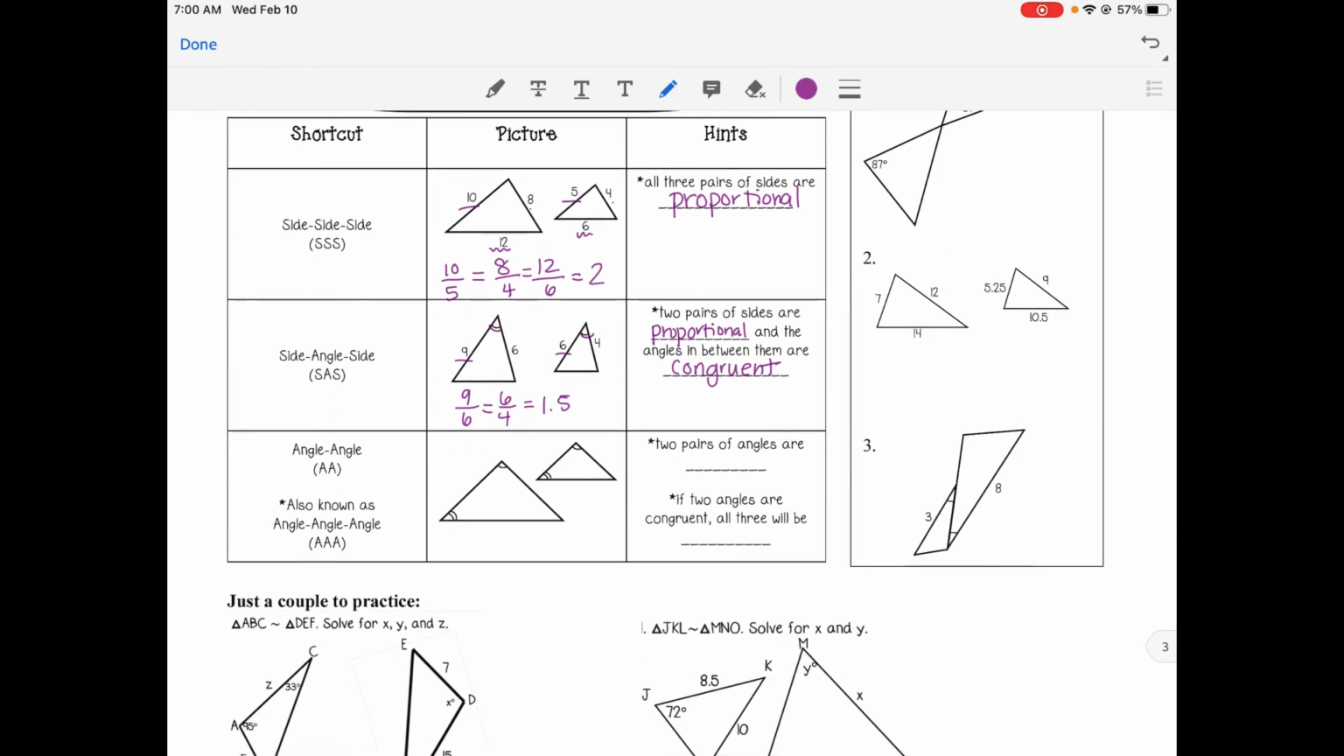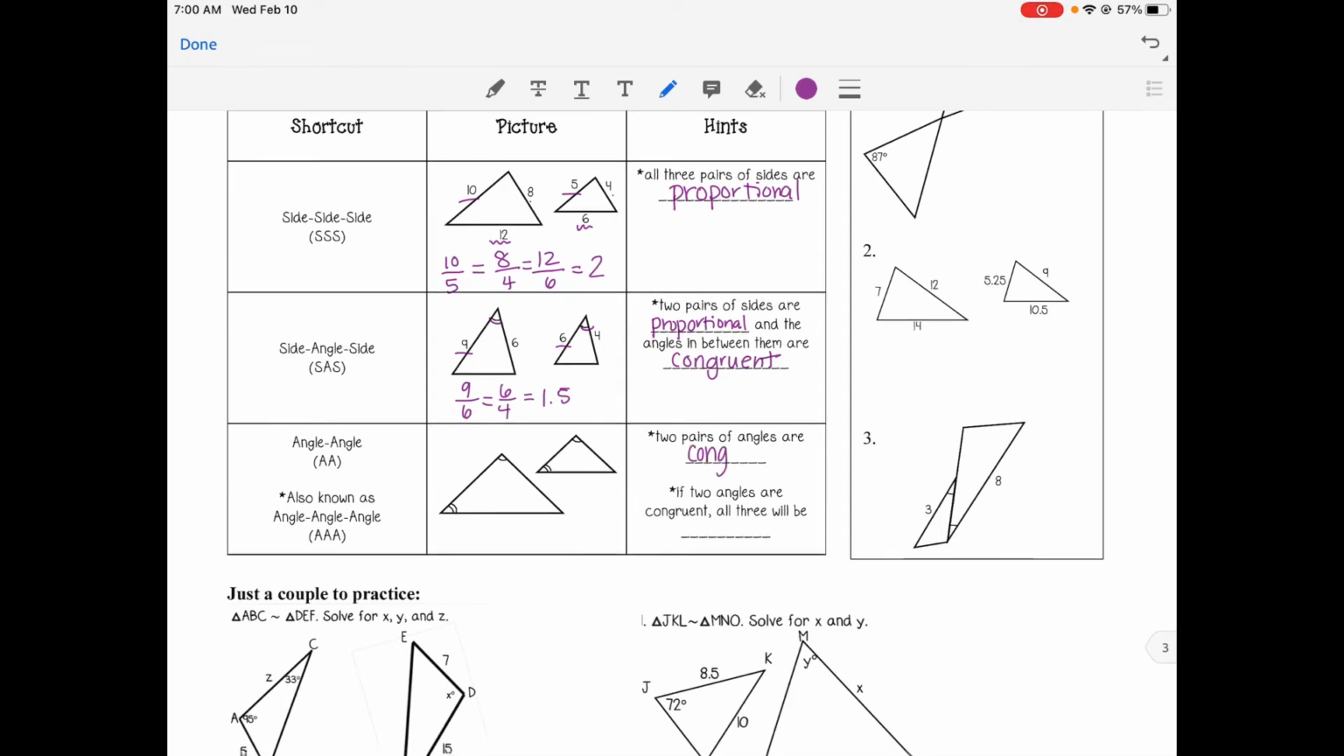Last but not least, you've got angle, angle. So it means that 2 pairs of angles are congruent. And you know if 2 pairs of angles are congruent, then all 3 will be congruent. Because, for example, if you had a 20 degree and then a 60 degree, because a triangle always adds up to 180, you know the other angle has to be 100.